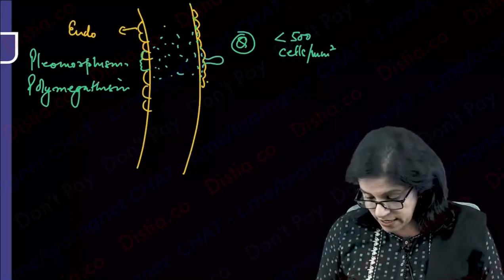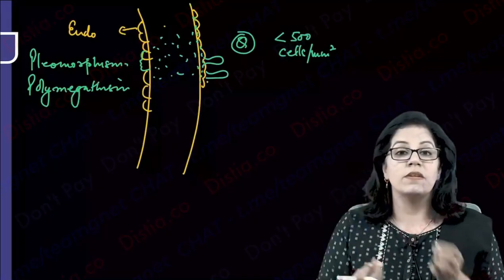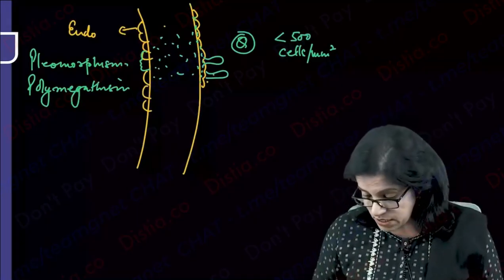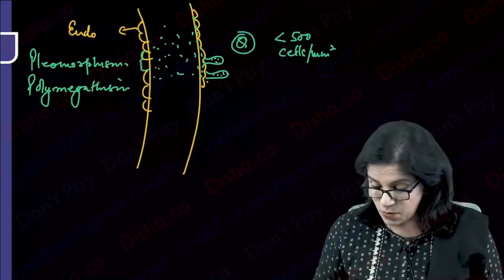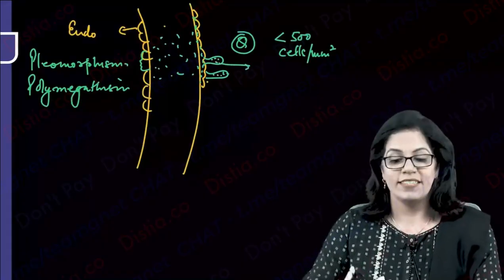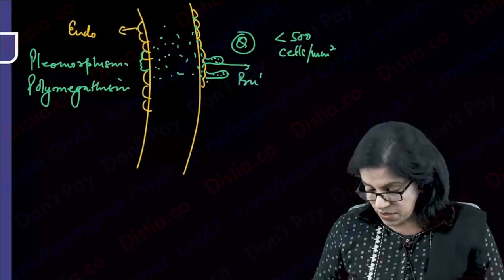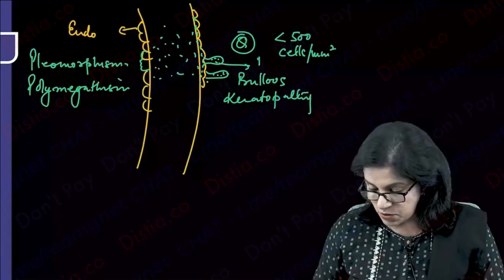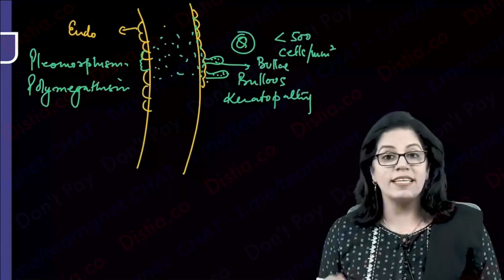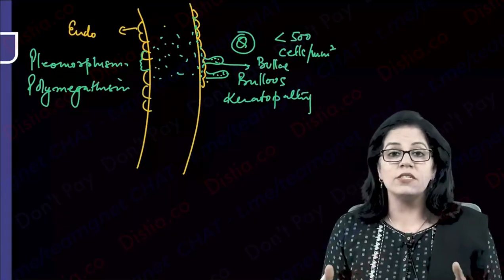Then there are blister-like elevations on the epithelium layer. It's a very painful condition. This blister-like elevation filled with fluid is what is called bullae, right? And this is what is known as bullous keratopathy. This condition is called bullous keratopathy when these bullae are formed. So what are bullae indicating? Extreme hydration.